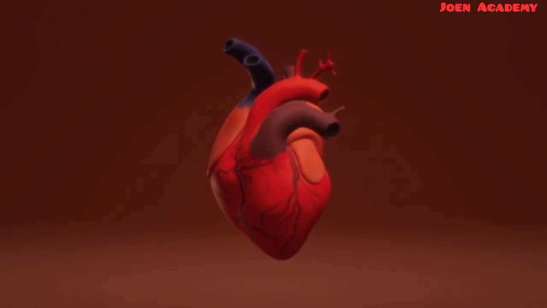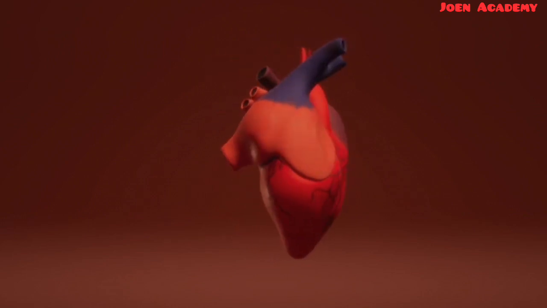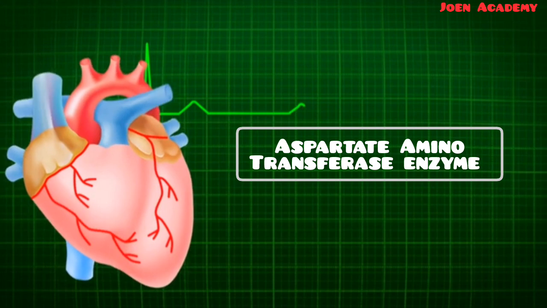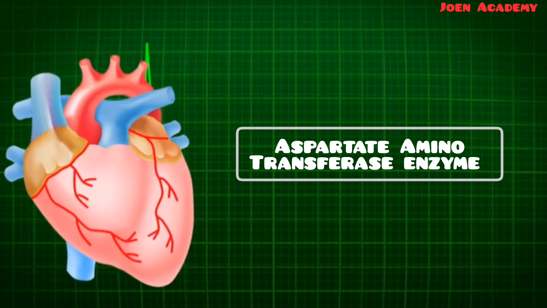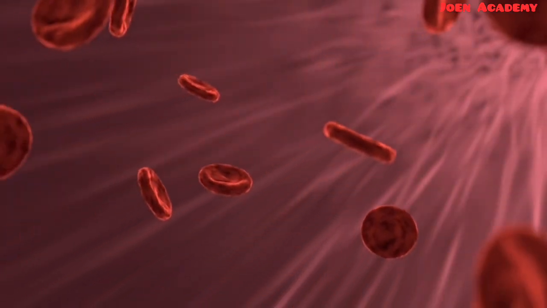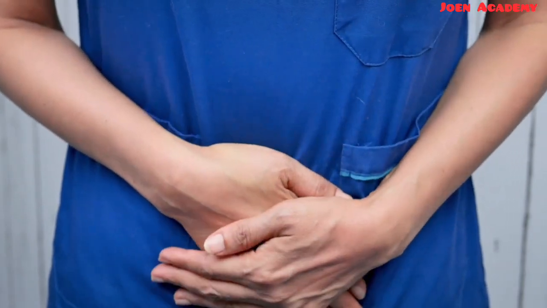Although only a small quantity of amino acids are metabolized, the myocardium contains a higher concentration of aspartate aminotransferase enzyme than any other tissue in the body. And this enzyme gets released into the blood circulation whenever there is death or damage of any part of the myocardium, during prolonged starvation and in untreated diabetes mellitus.